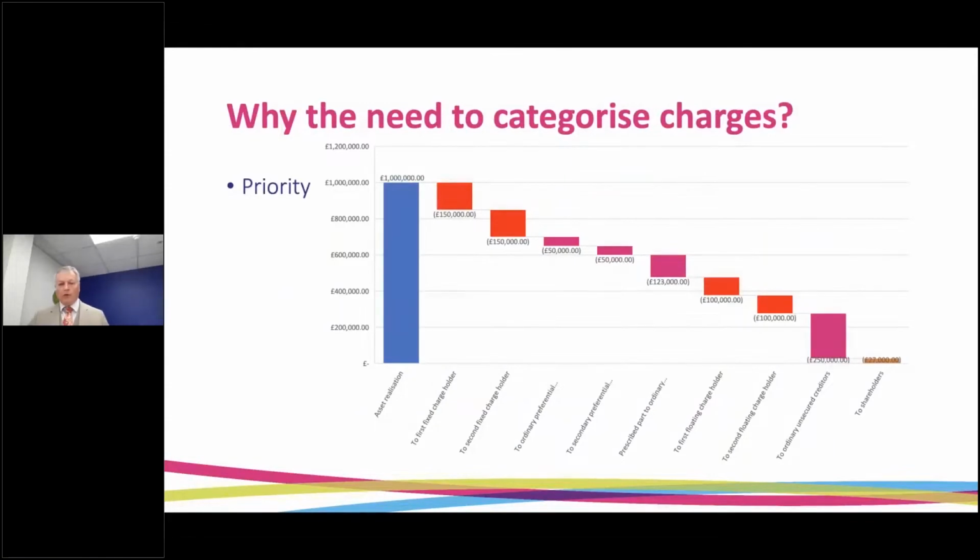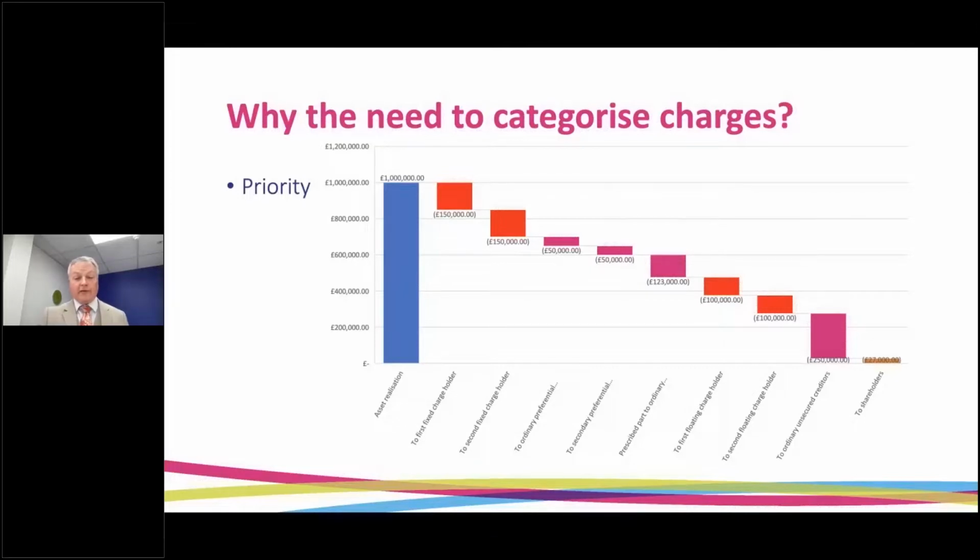So here's a waterfall diagram to show how the priority works. In this case, we will assume that each one of the classes of creditor is repaid in full. So we've got £1 million of asset realizations here, probably a single asset, probably a freehold property, and we've got the first fixed charge holder being repaid in full with £150,000. Same happening to the second charge holder. After that, the ordinary preferential creditors are paid in full with £50,000, as are the secondary preferential creditors.